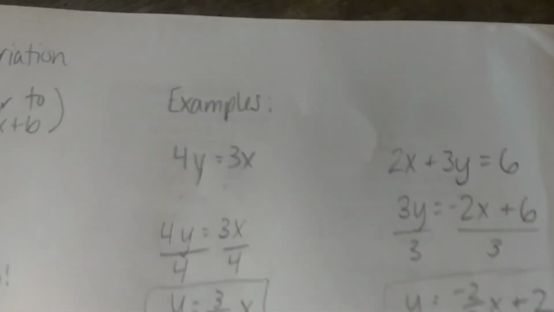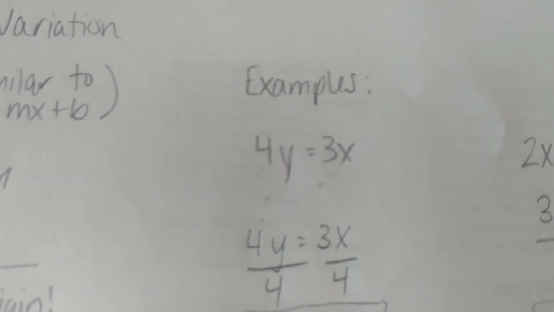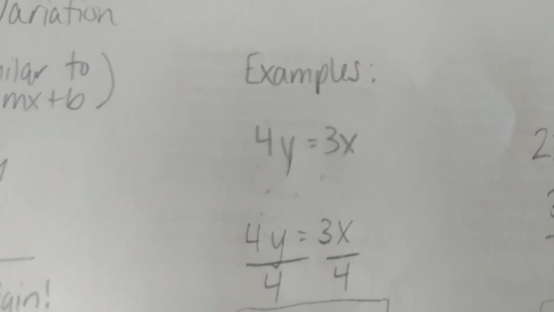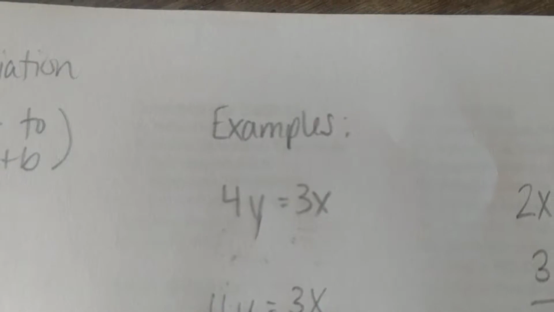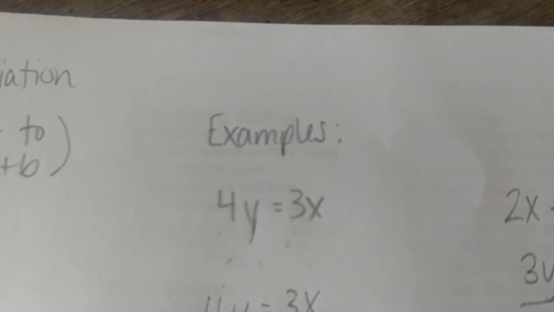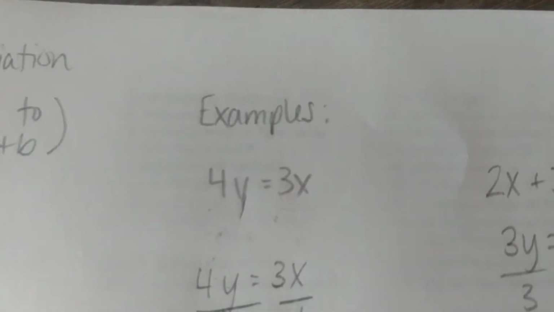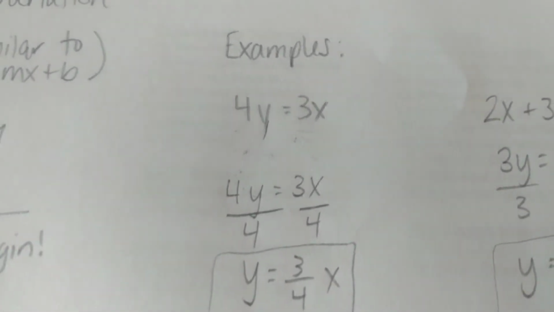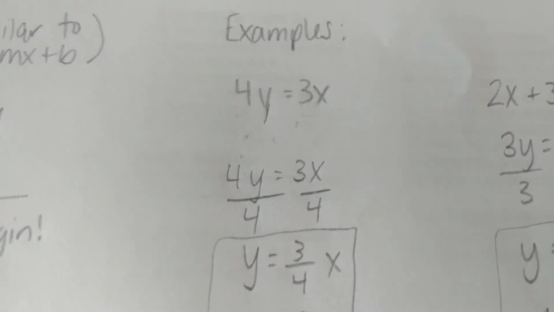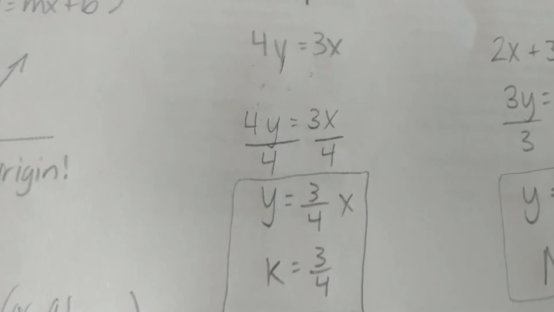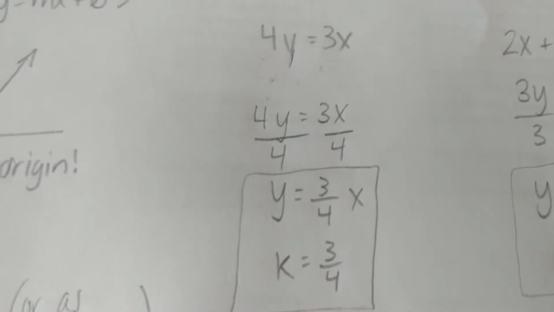So the first example that I want to discuss is this: direct variation, yes or no? So if your original equation is 4y equals 3x, we can change this into the y equals kx form by dividing by 4, and you'll get y is equal to 3/4 x. Well, 3/4 is known as your constant of variation, or also known as your k value.